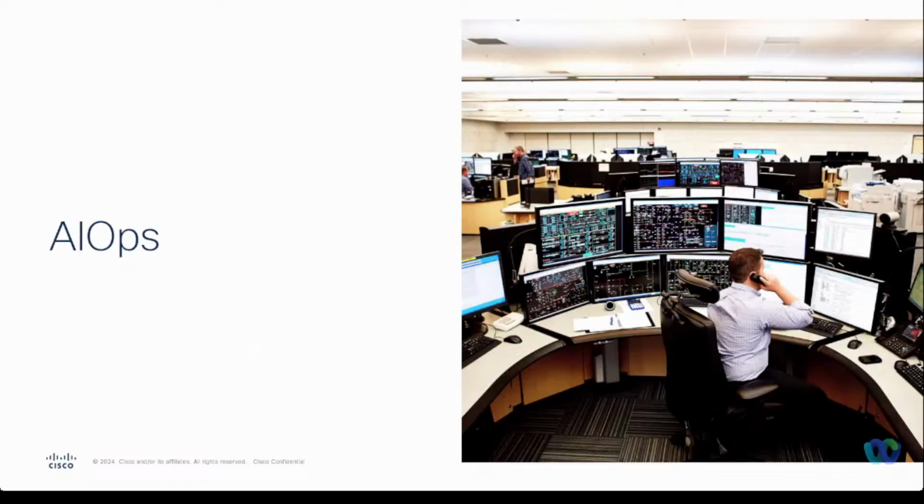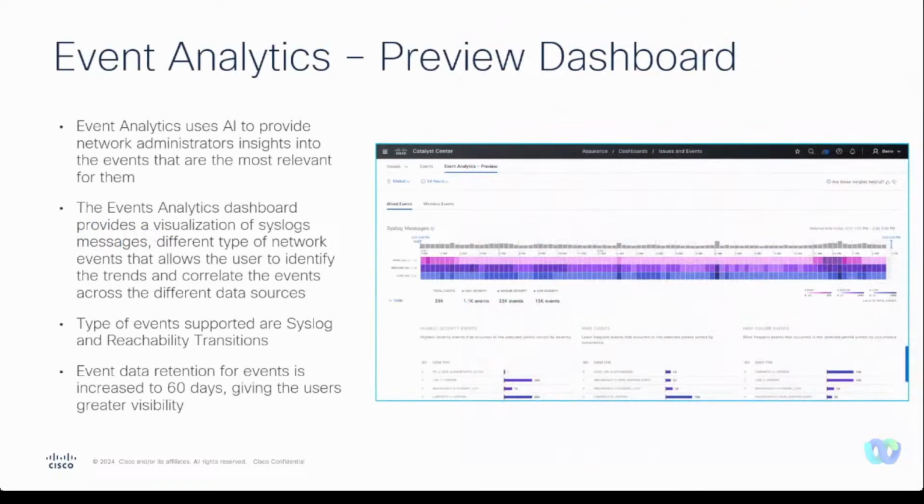All right, so that was a lot of information. Now we're going to move to the AI ops part. So we have updated the event analytics dashboard. We replaced the chronological listing that everybody was used to before, and now we have an enhanced view. And you can kind of get an idea of what that looks like in front of you on the screen.